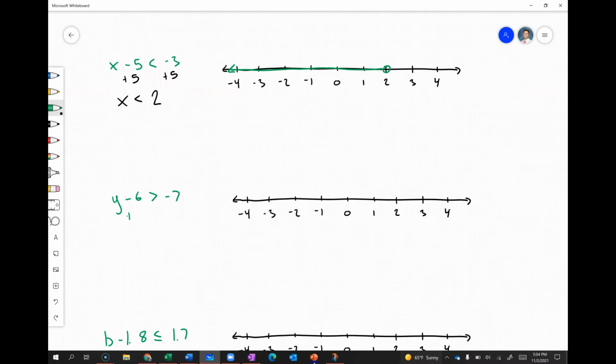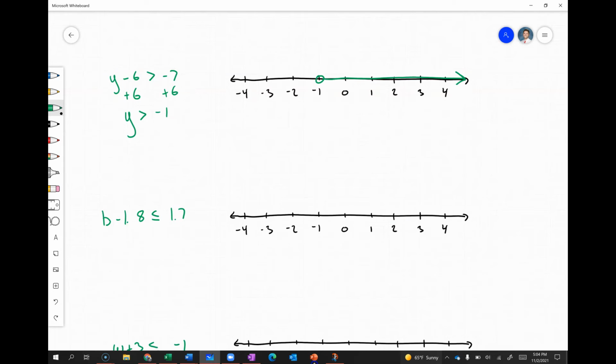So we want to add 6 to both sides here, and that will give us y is greater than negative 1. So again, greater than, not greater than or equal to, so we want an open circle and an arrow to the right. All right, the next one, we have b minus 1.8 is less than or equal to 1.7.